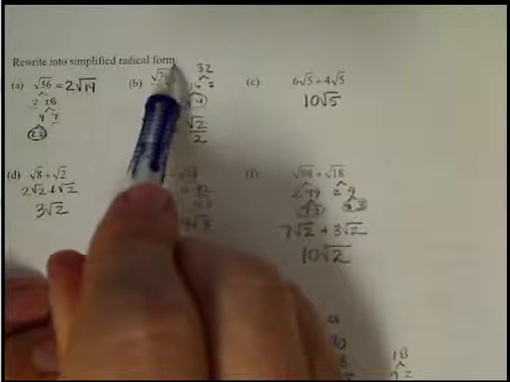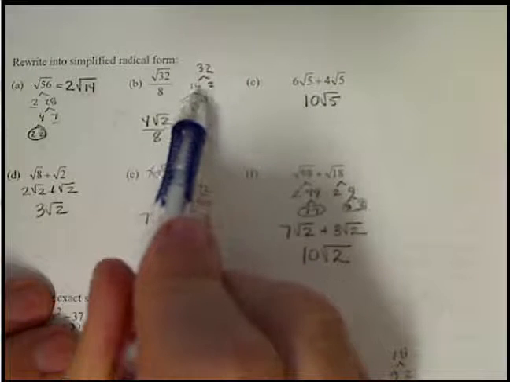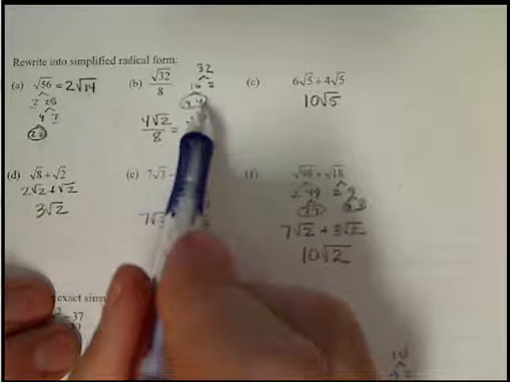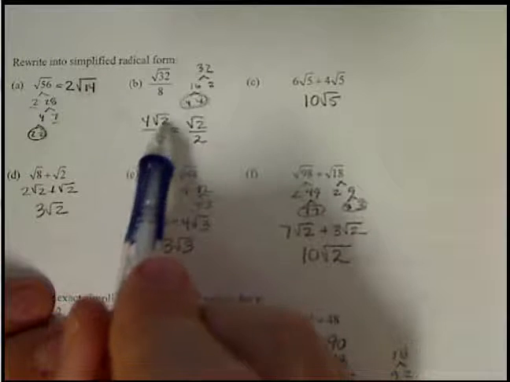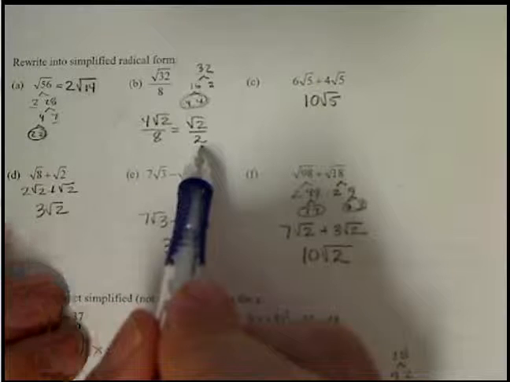For this one, simplify the top. Square root of 32. I have 16 times 2. 16 is 4 times 4, so I got my pair. It doesn't have to be broken down all the way. So 4 comes out. 4 root 2 over 8. 4 cancels 8. I get root 2 over 2.